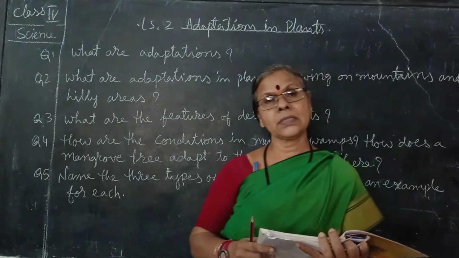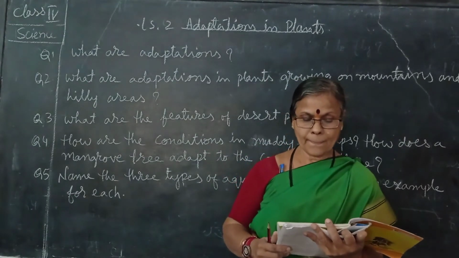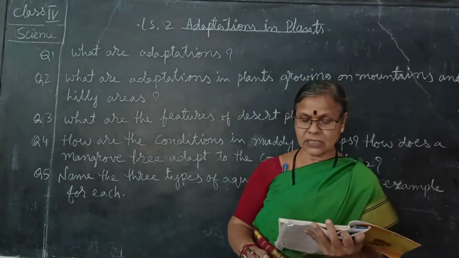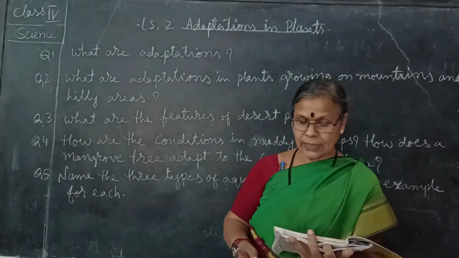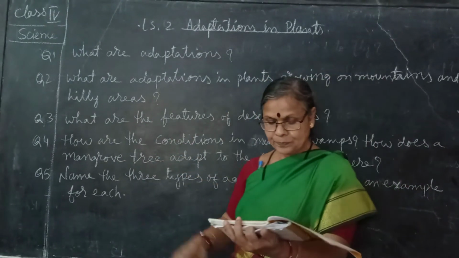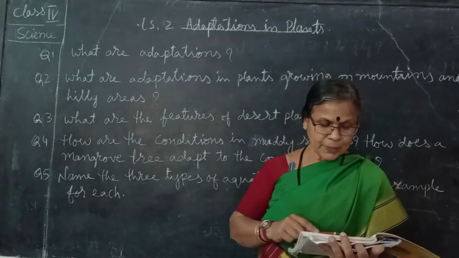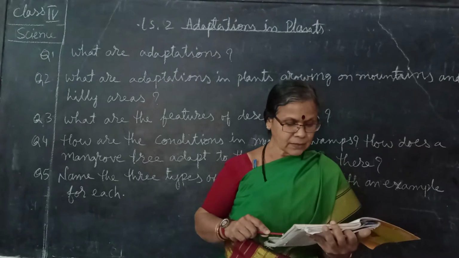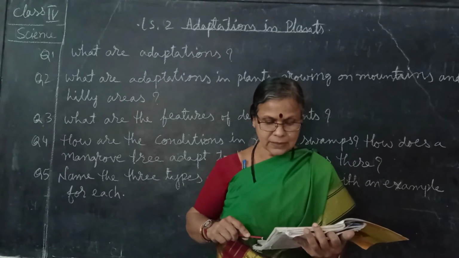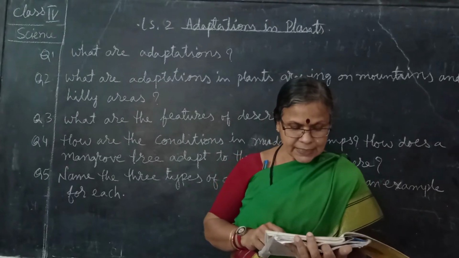Twice I'll read the answers. Plants have special features that help them survive in their environment. These special features are called adaptations. What are adaptations in plants growing on mountain and hilly areas? Second question. Plants growing on mountains and hilly areas have adaptations that help them to live in such cold, dry places. They are tall, straight and shaped like a cone so that the snow slides off easily.